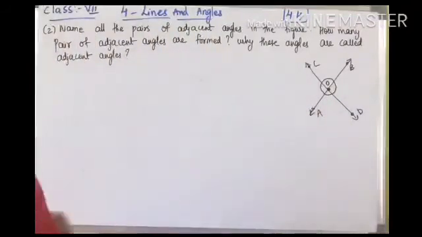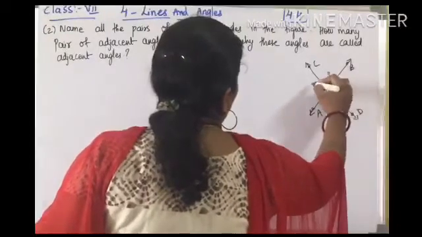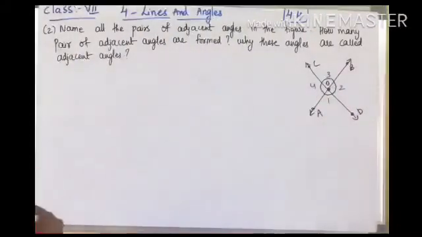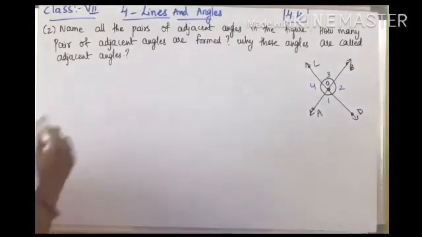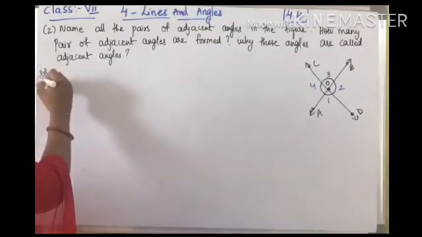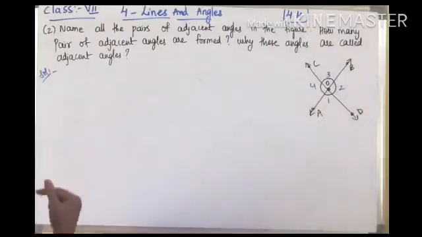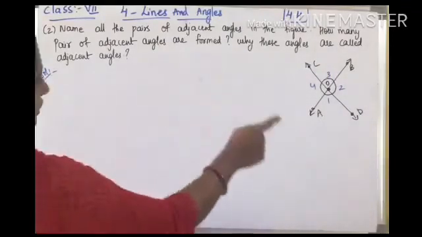So don't get confused, children. Just write the angles as 1, 2, 3, 4. Okay? So how many angles are formed here? Four angles are formed. Now in these four angles, how many pairs of adjacent angles are formed? Four pairs of adjacent angles are formed. First I am going to write the angles as 1, 2, 3, 4, then I am going to represent each with three letters.